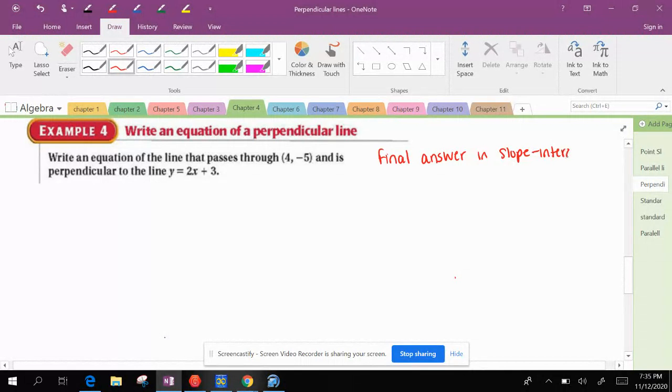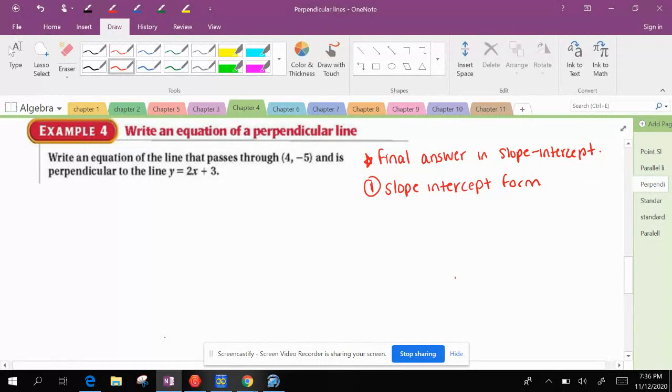Slope-intercept. Just a little star to remind. All right. Next, I want to identify the slope. Well, first I have to see, I'm sorry, let me rephrase that. First I want to see if it's in slope-intercept form. Let me make my little checklist over here.